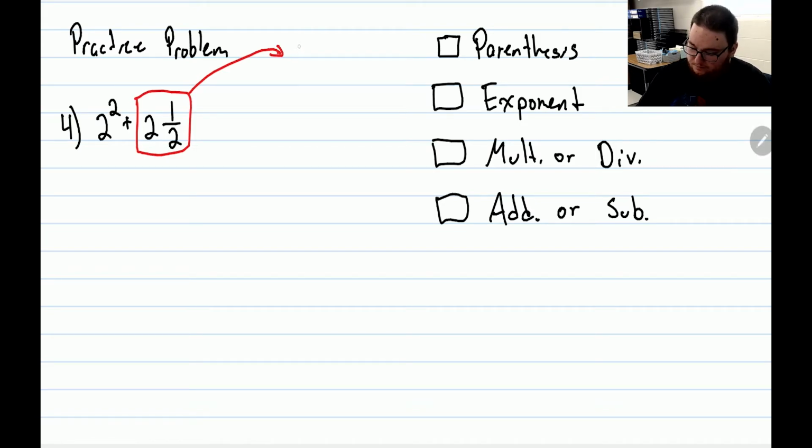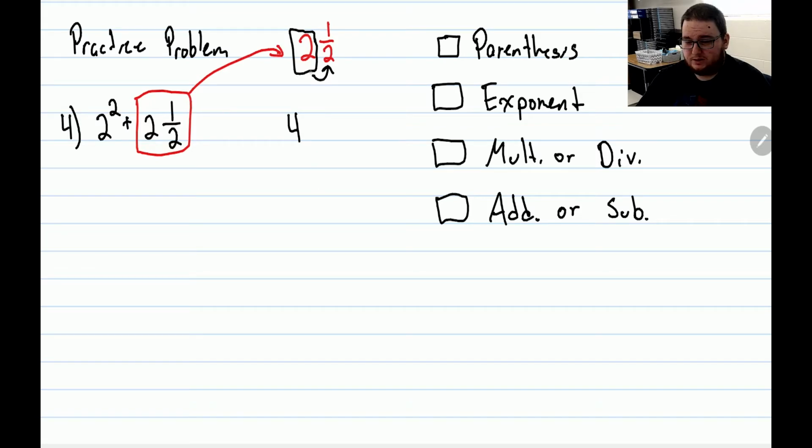So our mixed fraction is 2 1/2. In order to change this from a mixed fraction into an improper fraction, we take the number that's not in the fraction right now, so this big 2 that's outside, and we're going to multiply it by the bottom. So 2 times 2 gives us 4.